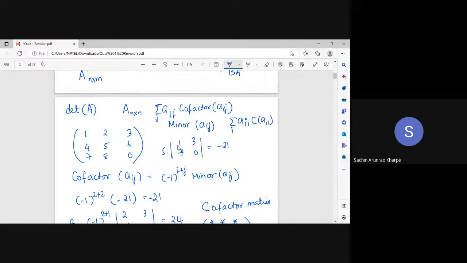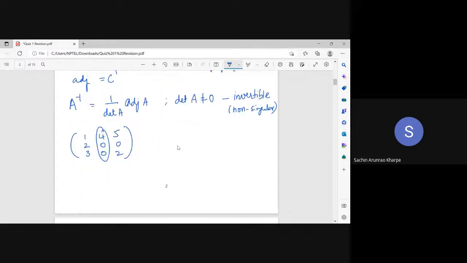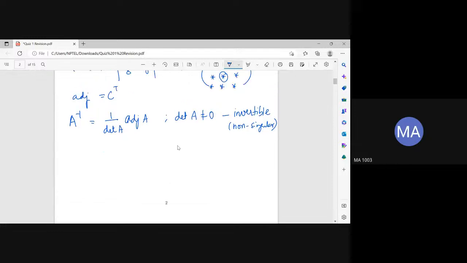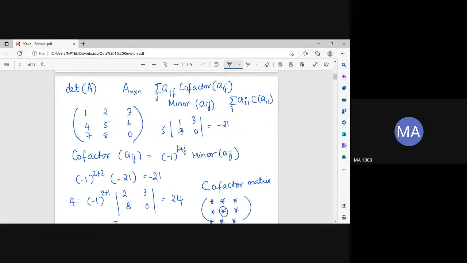And in the case of a 4x4 matrix, we will take the sub-matrix, which is of order 3x3, and find the determinant of that 3x3, correct? Yeah. Yes. Okay. Fine.